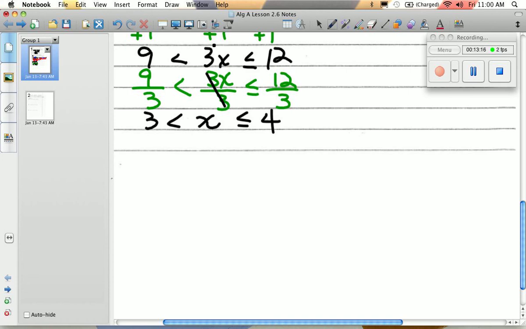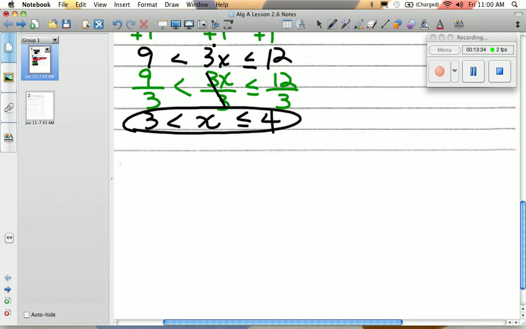Okay, this is our solution, isn't it? This says x has to be between 3 and 4. Is 3 included? No, there's no equal to bar on that side. Is 4 included? Yes, there's an equal to bar on that side.